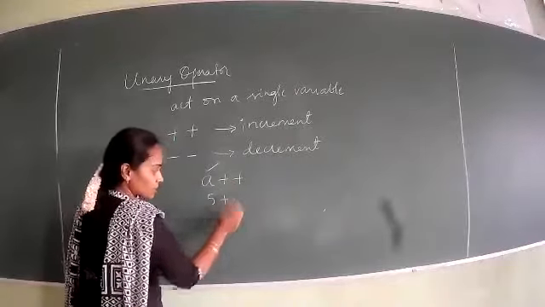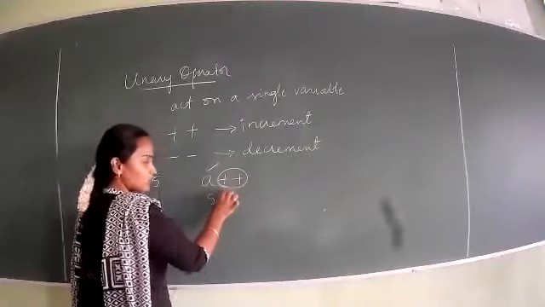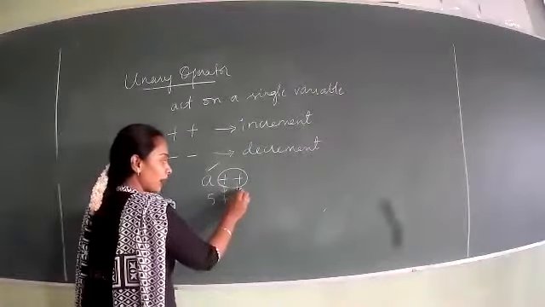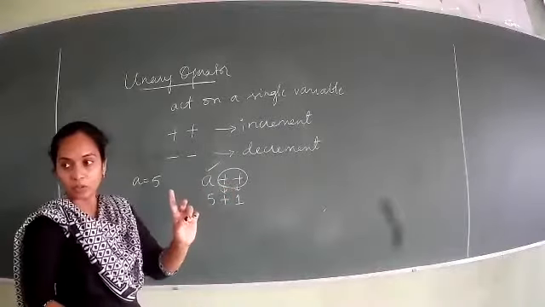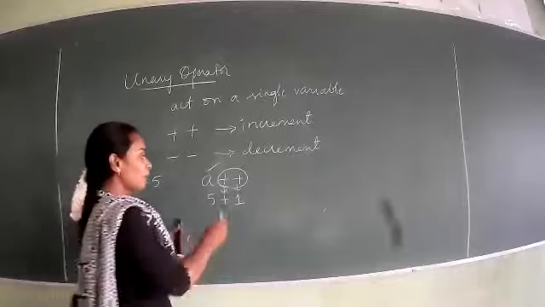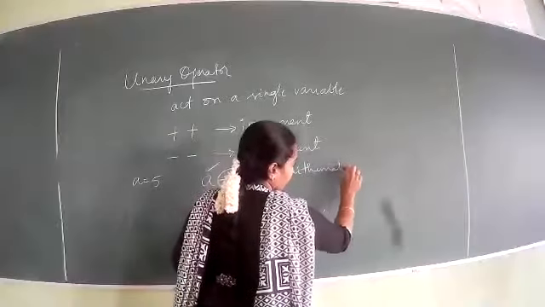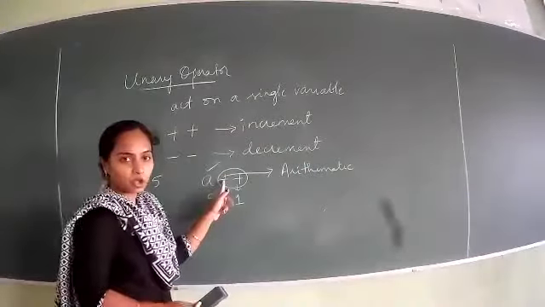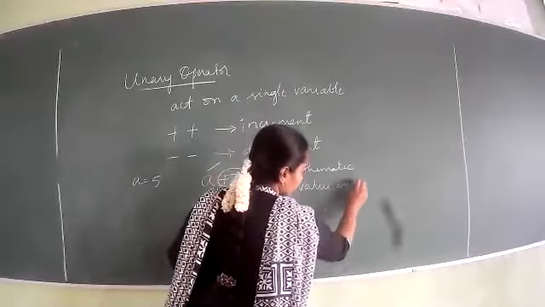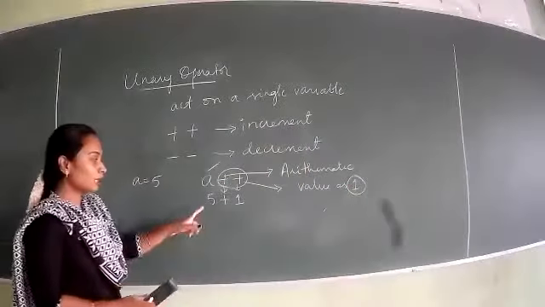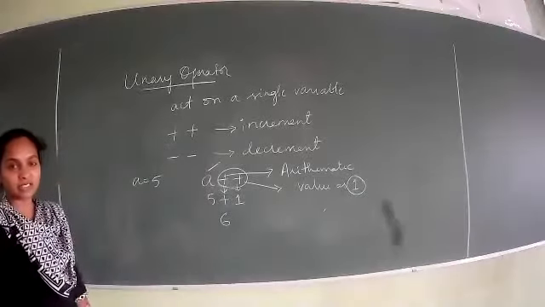What you have next is plus. Here you have two plus operators. One will act as the arithmetic operator and another will give you the value 1. You have two plus symbols; in that, one plus symbol will act as the arithmetic operator, and another plus symbol will give you the value 1. So then it becomes 5 plus 1. Then the answer is 6. Clear? This is the unary operator.